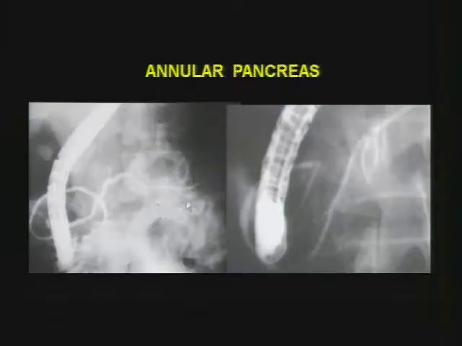This is what you see. So we've injected the duct of Wirsung, the main duct. The scope is in the second duodenum, and you can see that we opacify a duct that comes around, encircles the second duodenum, and then crosses midline. This is a different patient, same finding, where the duct makes a turn, comes around, encircles the scope, and then crosses midline.